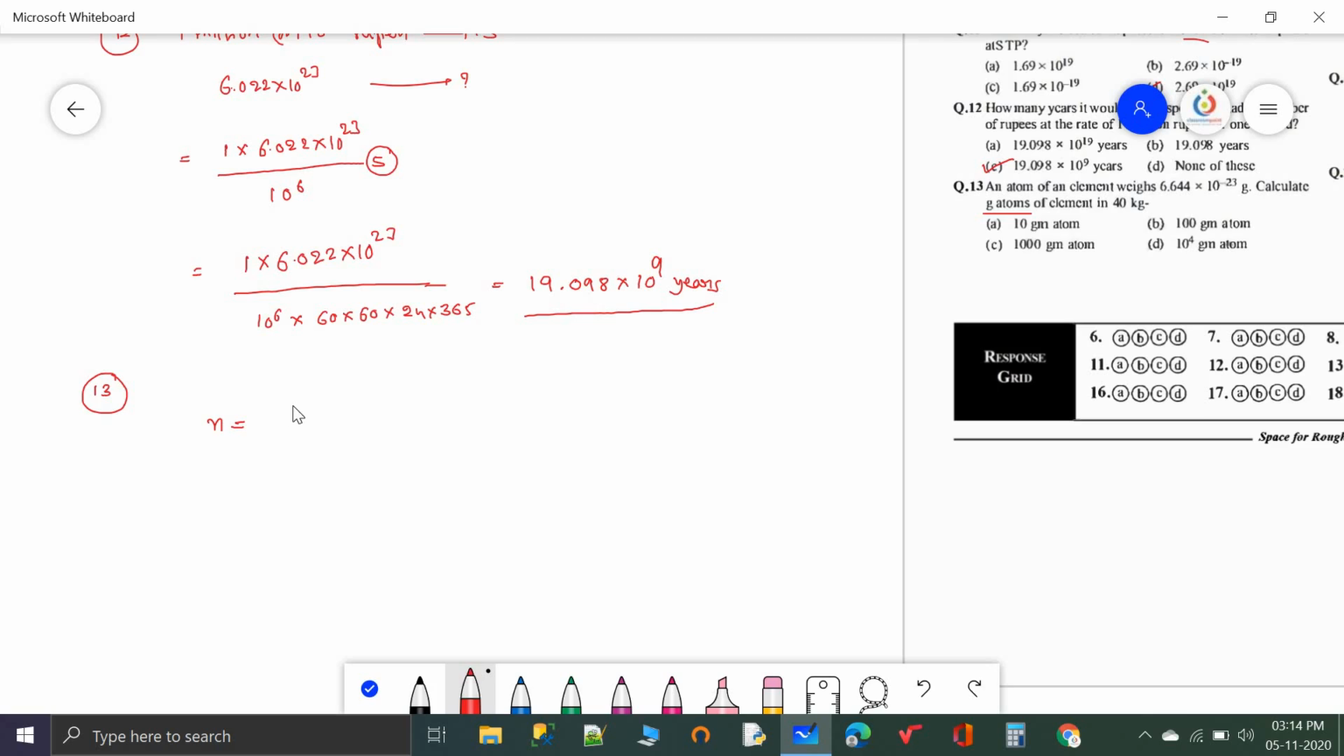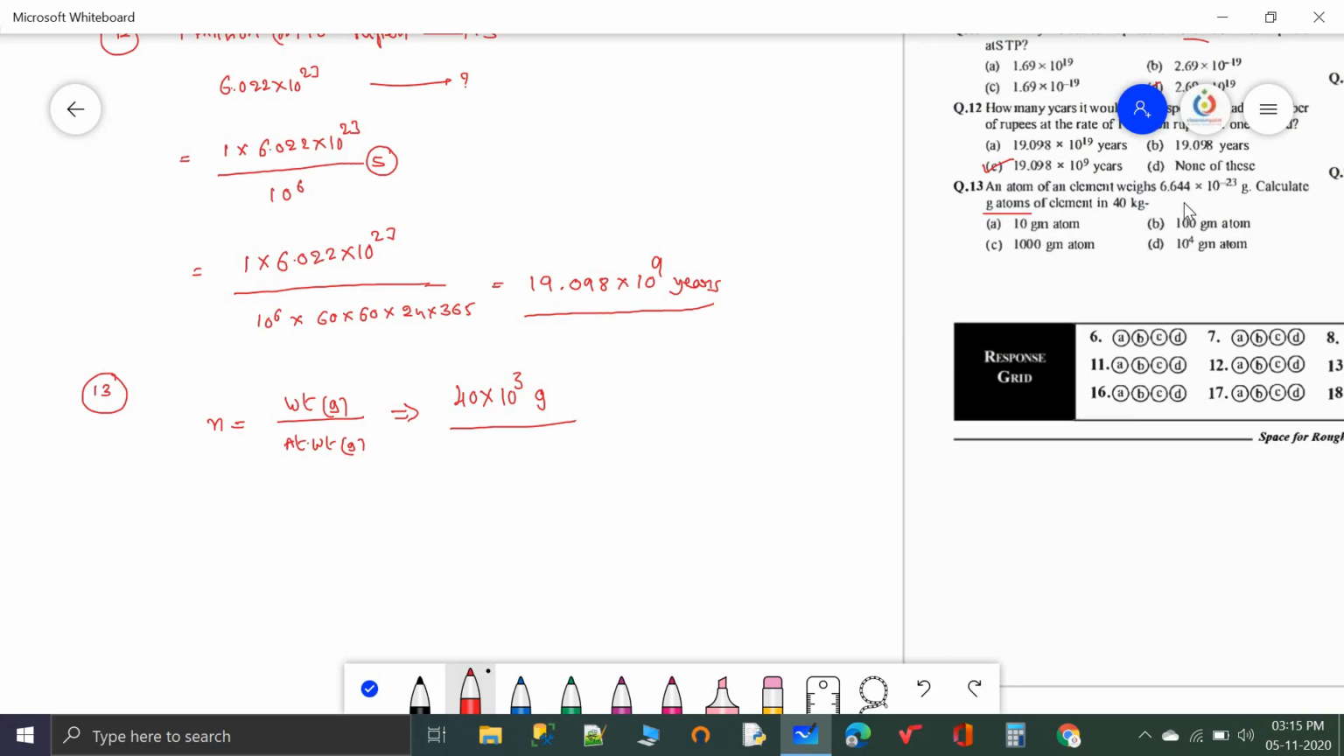So number of moles formula is weight by atomic weight. Here atom is given, not atomic weight. This weight must be in grams, and atomic weight also must be in grams. Weight is given as how much? 40 kg is given. So I'll convert this kg into grams. So 40 into 10 power 3 grams.